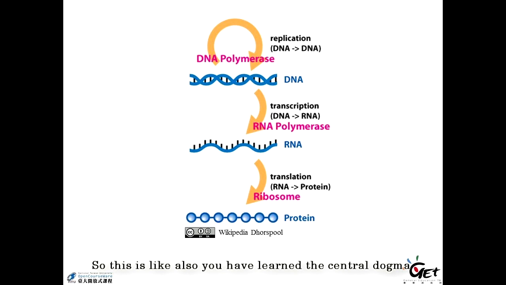This is also like what you have learned in the central dogma, from DNA sequence to RNA molecule to the protein. This is happening like every minute in our cells. So I just want to remind you, we have the DNA to protein. Most of the time we're concerned about the coding sequence. We're talking about the protein coding genes.